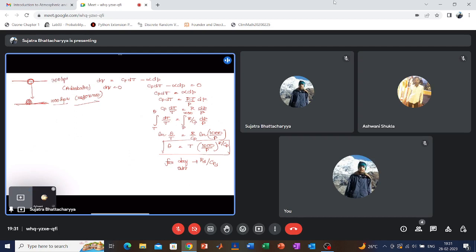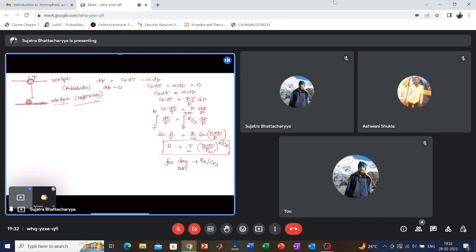For 600 hectopascals, suppose there is a parcel and it has some temperature T. The temperature is here, so this parcel has some temperature T, and the pressure is known. Then we can find out what its temperature will be if we bring that parcel back to 1000 hectopascals. So with respect to 1000 hectopascals, what is the temperature of that parcel at 700 hectopascals with temperature something?